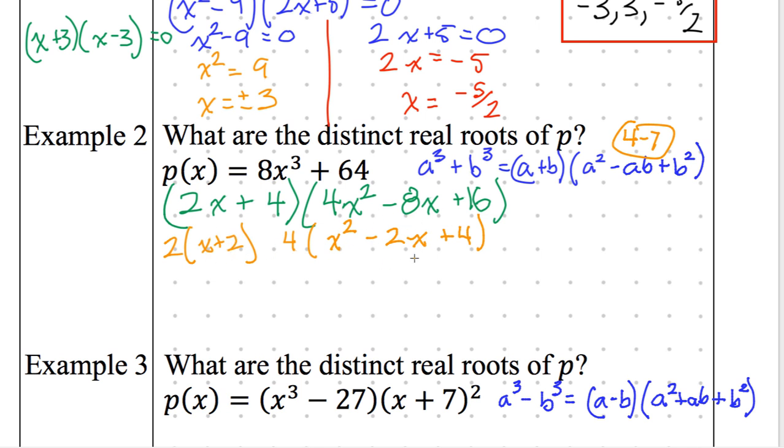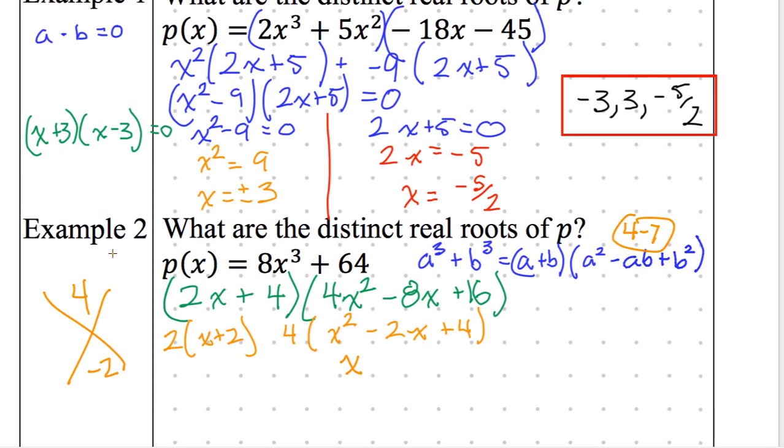Can this one be factored anymore? If you do a ninja star with this one, it's going to be 4 and negative 2. What adds to negative 2 and multiplies to 4? 2 and negative 2 multiplies to negative 4, and that adds to 0.